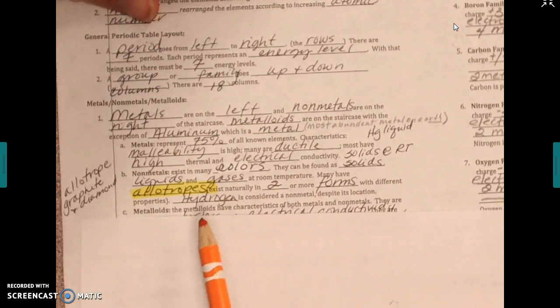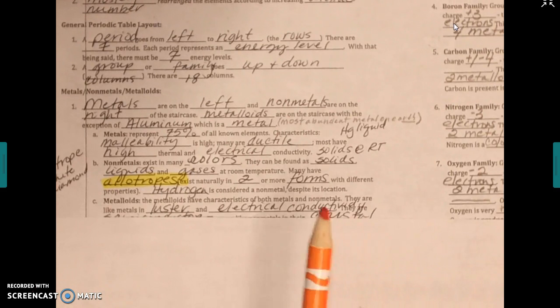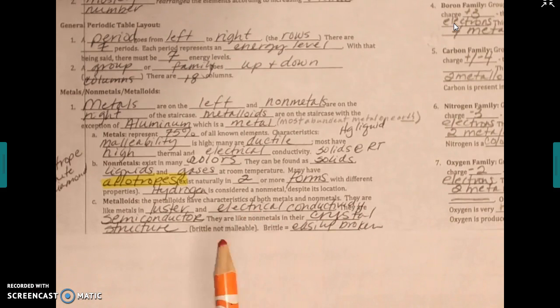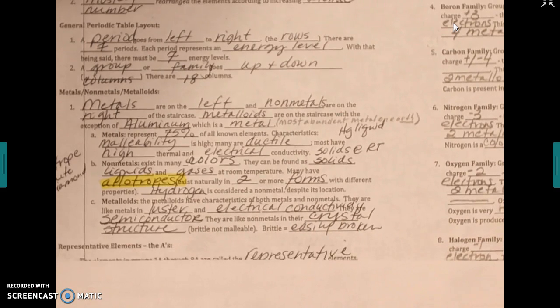Now metalloids have characteristics of both metals and nonmetals. They are like metals in that they have high luster and electrical conductivity. They are semiconductors. They are like nonmetals in their crystal structure, meaning that they're brittle and not malleable. Remember, brittle means easily broken.